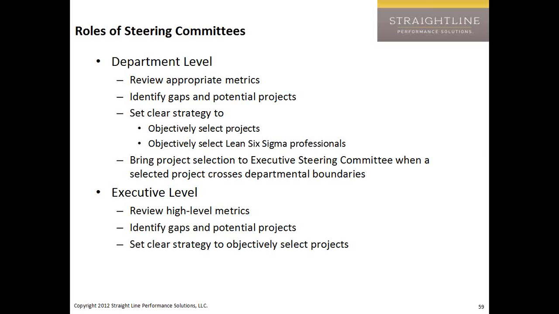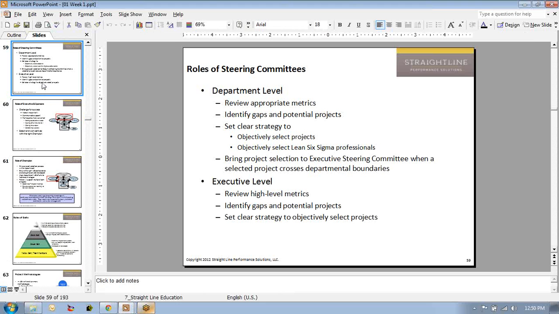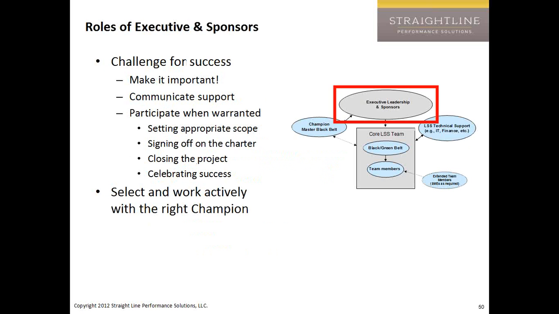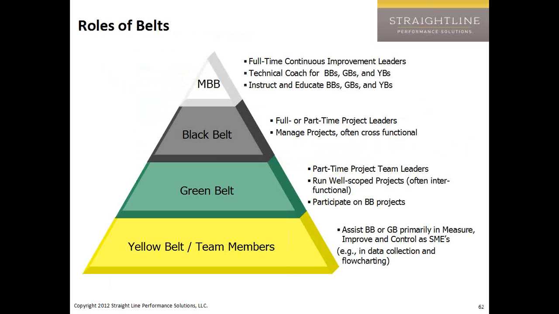Okay. I'm going to skip through this, but do have it as your reading assignment. We're going to cover some of these things. So the roles of steering committees and executive sponsors, champion, and belts, from master black belt to yellow belt team members.